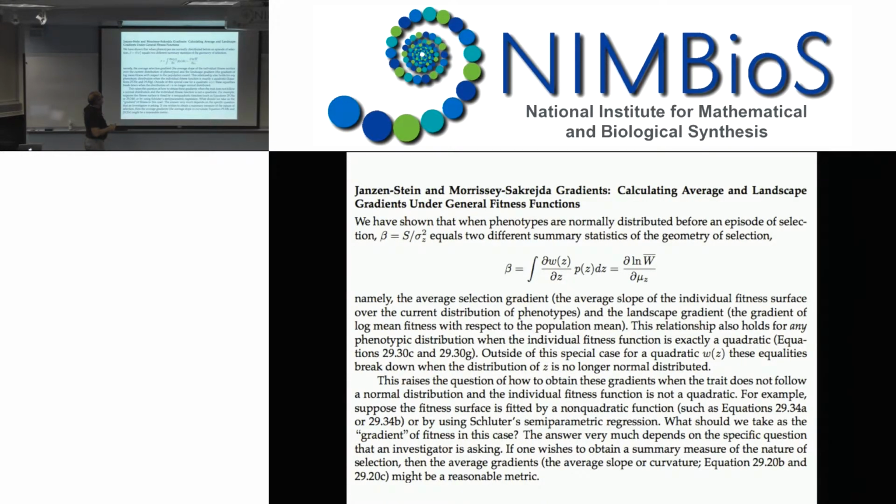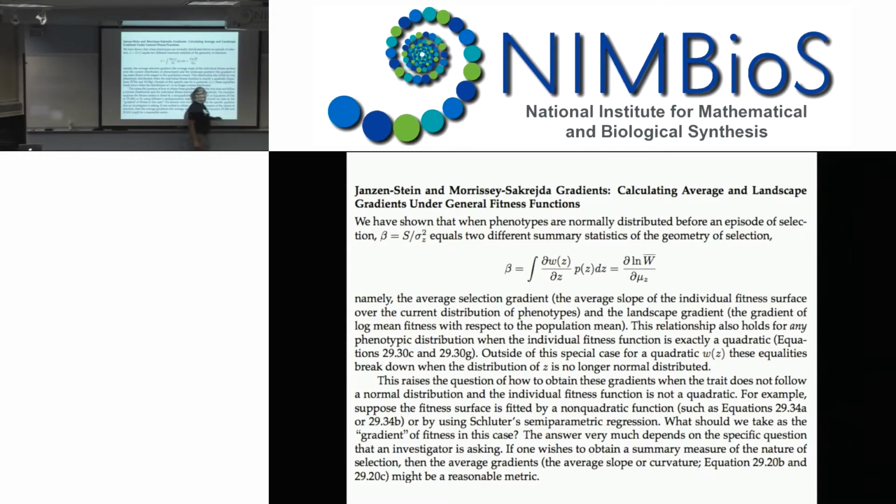So we have these relationships that when phenotypes are normally distributed, beta, my linear regression slope, I can write as a partial with respect to the landscape gradient, that is the partial of the mean fitness surface. I can write it as an average curvature of the individual fitness surface. These expressions hold when you either have normally distributed data or your fitness function is truly a quadratic. The question is, what happens when the data are not normal and the fitness function is not quadratic?